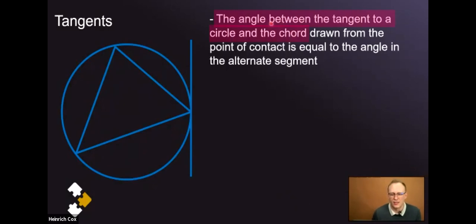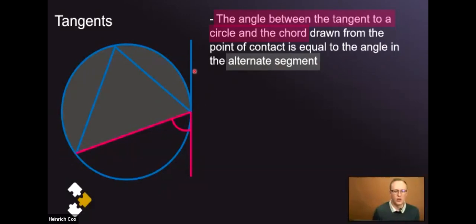So we'll start by looking at the angle between the tangent to a circle and the chord. Here's our tangent to the circle, and here, for example, is a chord. We're talking about that angle there that we've now got highlighted in pink. It's equal to the angle in the alternate segment, so we've got to know what the alternate segment is. This here is the same segment, because that's where the angle is. The alternate segment is that opposite one, so the alternate segment is this one there, and it's equal to that angle in the alternate segment. In other words, it's equal to that angle there.